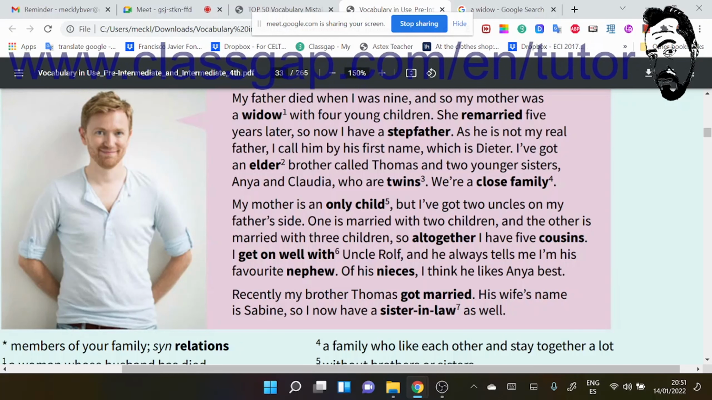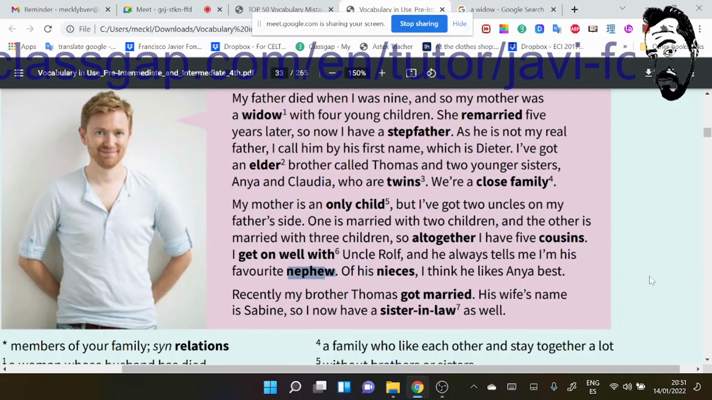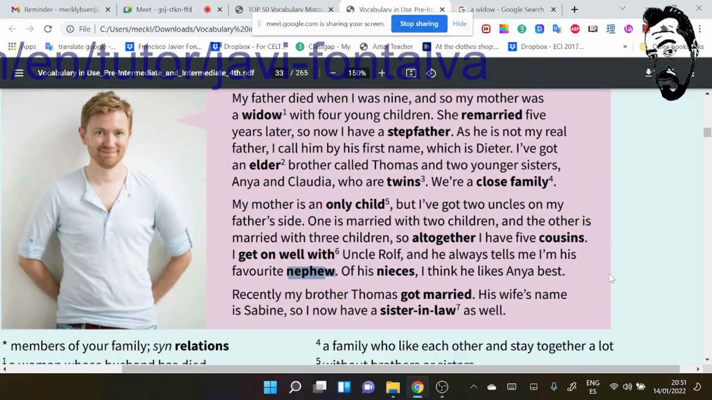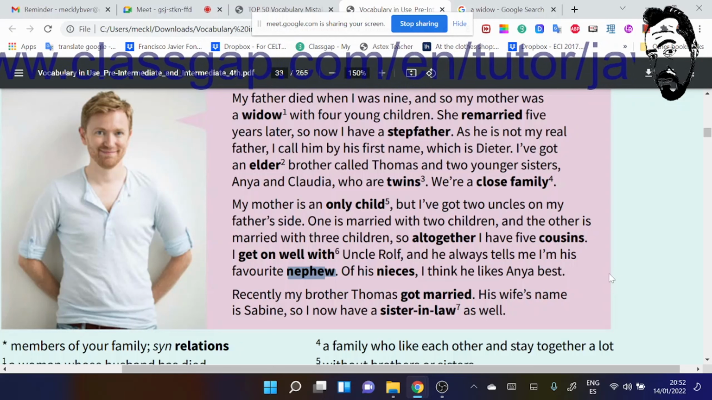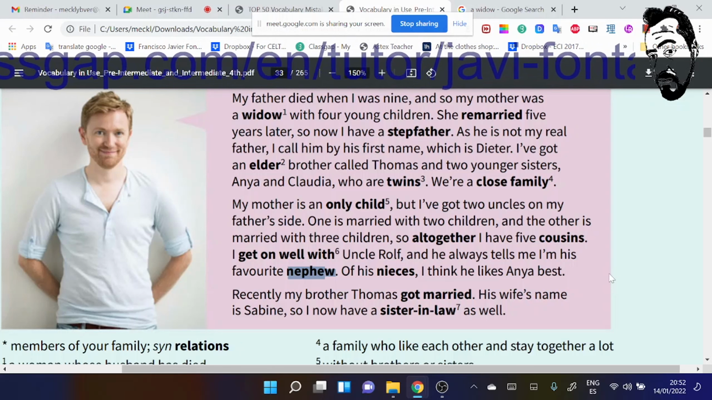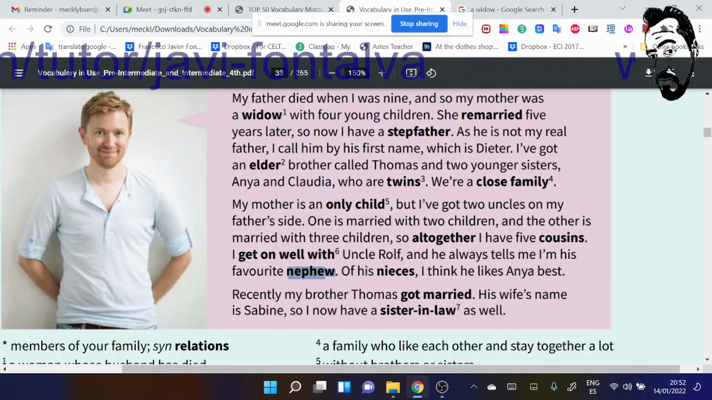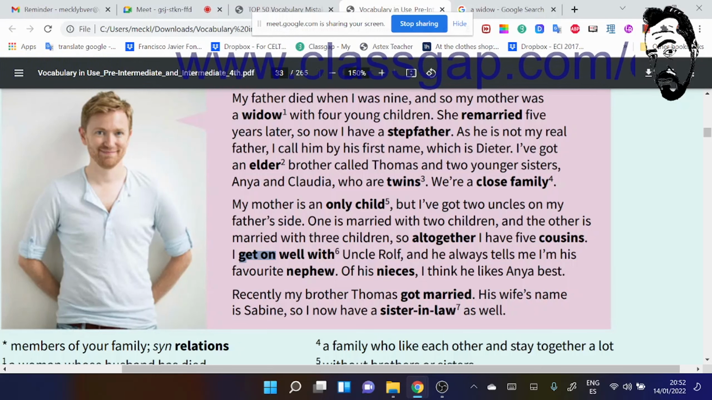Your uncle's children are your cousins. In this case, cousin is for the 2 sexes. It could be male or female, they're not distinct. Get on means to have a good relationship. So you can get on with your cousin, for example. You get on well with them.